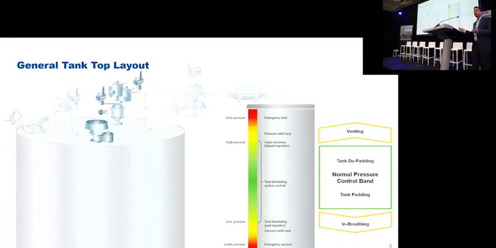Under normal operation, you will only use these valves: padding, depadding, pressure vacuum relief valves. If there is an emergency situation, like for example a fire case, where you have a tank filled with liquid, you generate a lot of heat, you generate a lot of vapor in your tank, you need a very quick release of a lot of media. You can also have emergency relief vents.